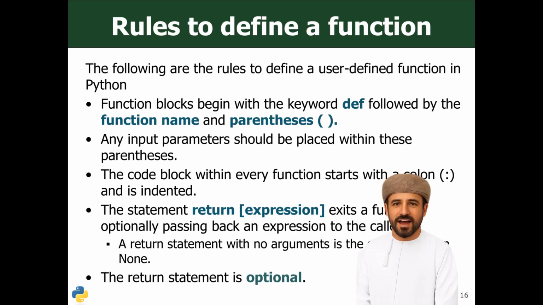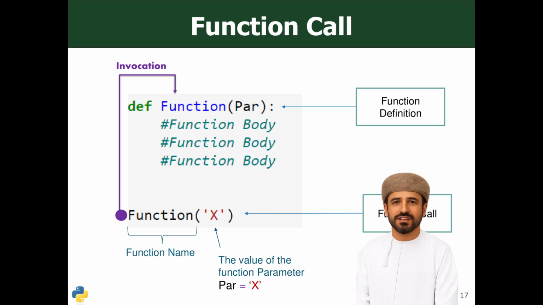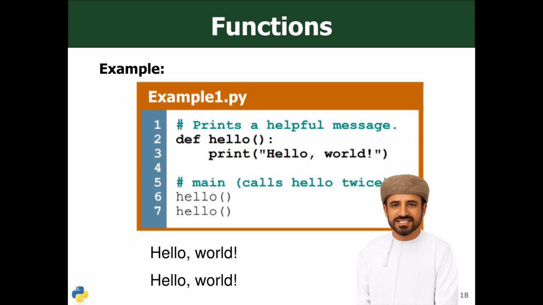Key rules for defining functions include starting with def, parameters in parentheses, an indented code block, and an optional return statement. A function call involves invoking the function by its name, passing arguments that correspond to its defined parameters. Here's a simple example, a hello function that prints hello world when called, demonstrating basic definition and invocation.